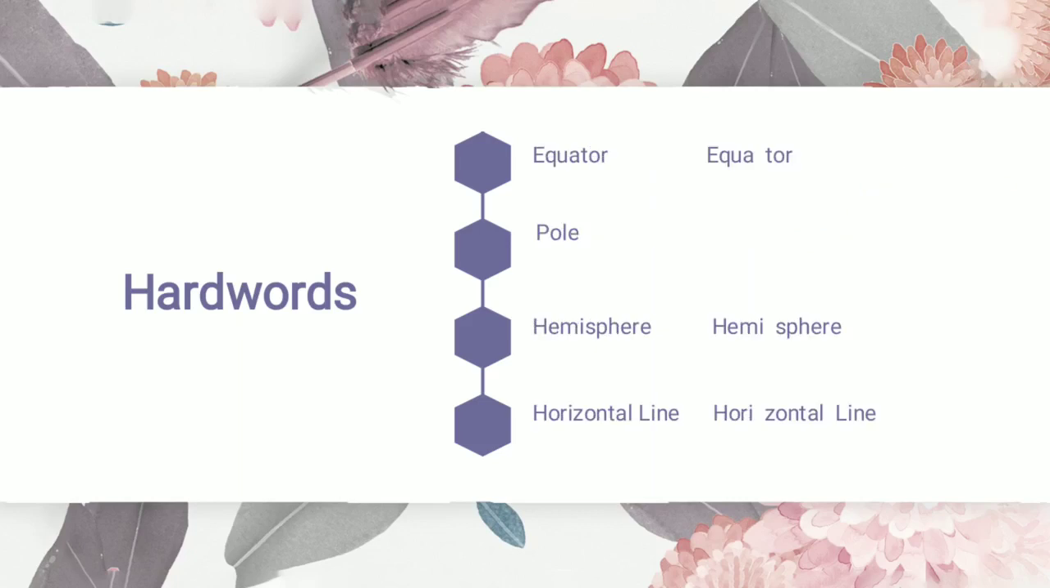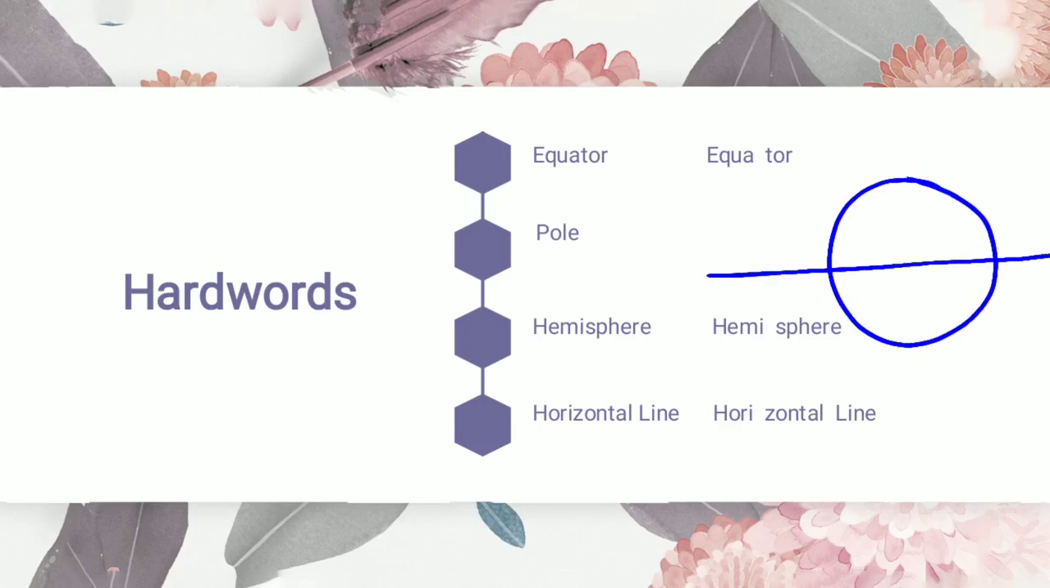Now, next word is equator. Suppose this is our earth, and the center line which divides the earth into two equal halves is called equator. Next word is pole. North pole and south pole, right? They are called poles.